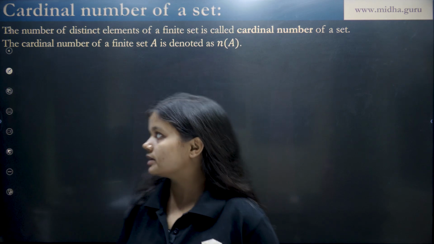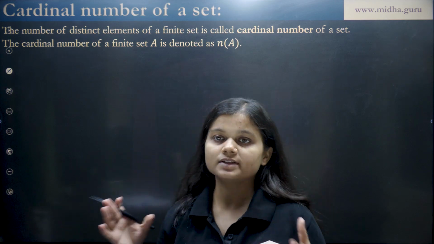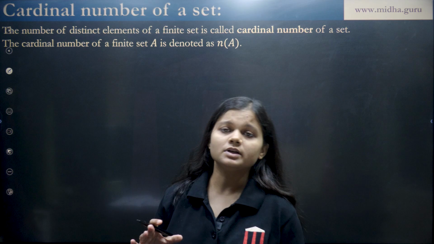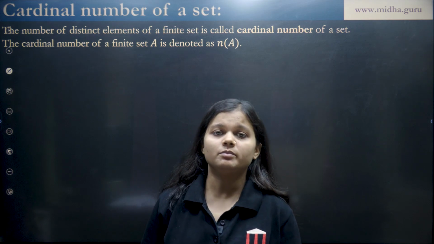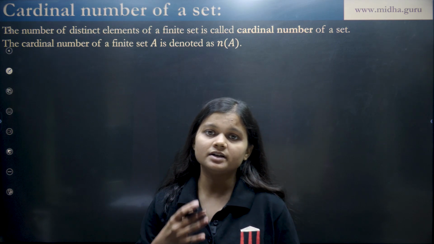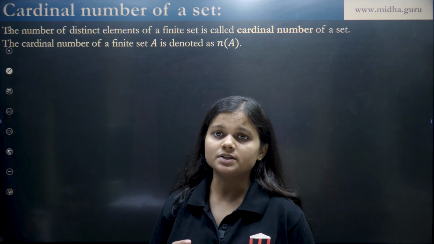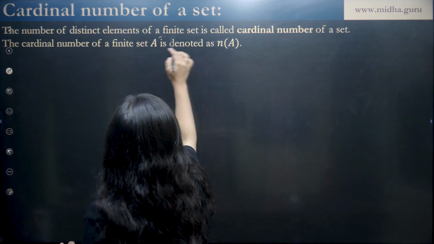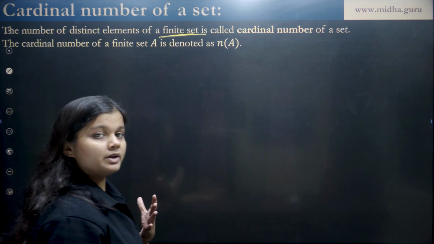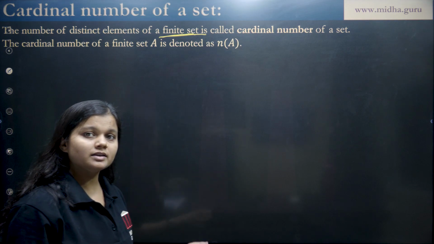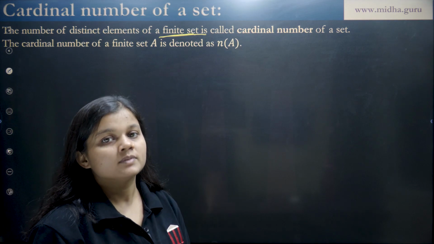So the next topic is the cardinal number of a set. What is a cardinal number? Cardinal number is the total number of elements. How many elements are present in the set is the cardinal number of the set. But the set should be finite. If the set is infinite, then the cardinal number cannot be recognized.